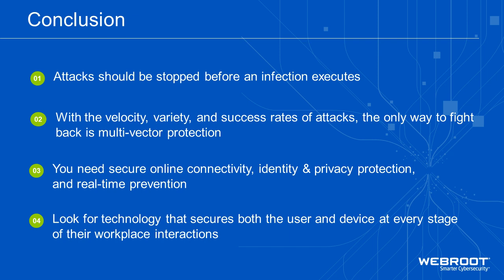The other thing to bear in mind is you need things like secure online connectivity, identity and privacy protection, and real-time prevention. And that's partly going to steal some of Mike's thunder, because he's going to look at how you get that. You can wrap that up in a different way if you like, and still add another layer. And as I said, really look for technology that secures both the user and the device at every stage of their interactions, and their workplace interactions. So that's very key too.